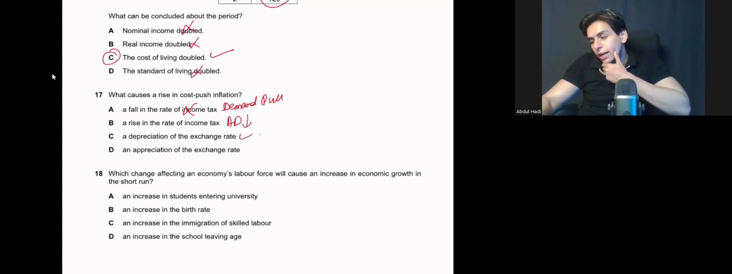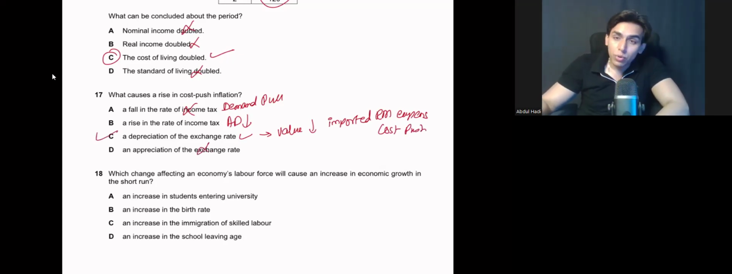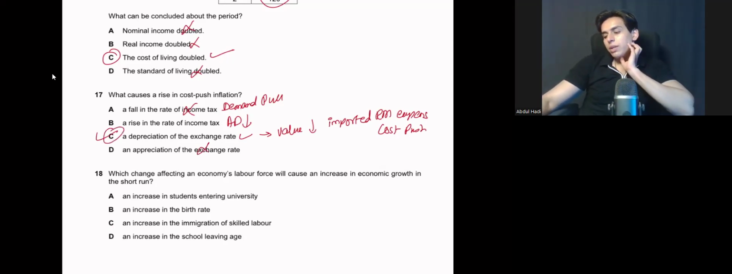Reason being that the value of your currency is falling, which will make imports expensive. Imported raw material expensive will lead to cost push inflation. So there's a chance. Appreciation of exchange rate, no, because this will make your imports cheaper, your raw material cheaper, and this will not lead to cost push inflation. Answer is C.